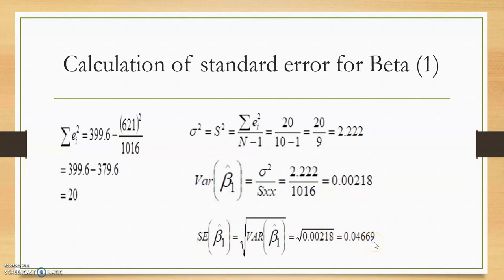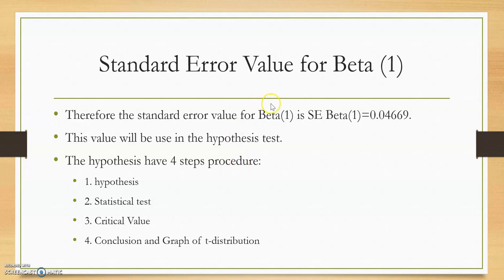So what are we going to do with this number? The next slide will show you what we're going to do with this number. Standard error value for beta 1. Therefore, the standard error value for beta 1, SE beta 1, is 0.04669. This value will be used in the hypothesis testing.